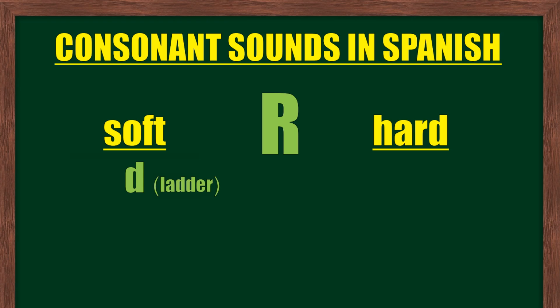So for example, in pero, cara, varios, it's just a very quick sound. Pero, cara, varios. Just pretend that you are pronouncing that quick D sound in English. Pero, cara, varios. The other R sound in Spanish is the hard R sound.